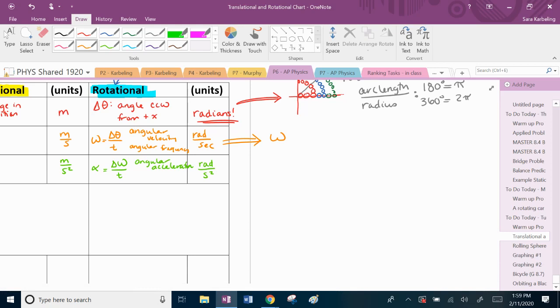2 pi of them, right? 2 pi radians. And it takes how long to do that? It takes a period. Does that make sense? A period is the time for one full revolution. So we can also write omega as 2 pi over T.